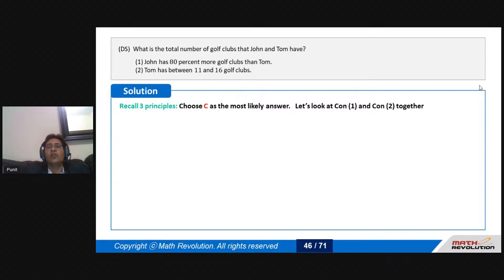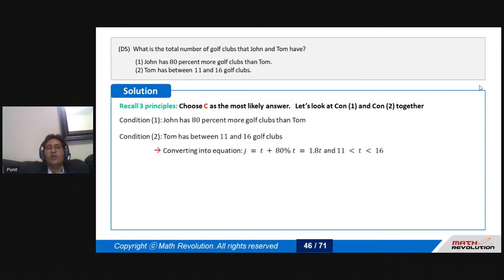If I combine both the conditions right away at the start, I'll save a lot of time. So condition number one and condition number two, if we combine. Condition number one says that John has 80% more golf clubs than Tom. So if I convert that into an equation, John would be equal to 80% more. So that's 80% of T plus T.